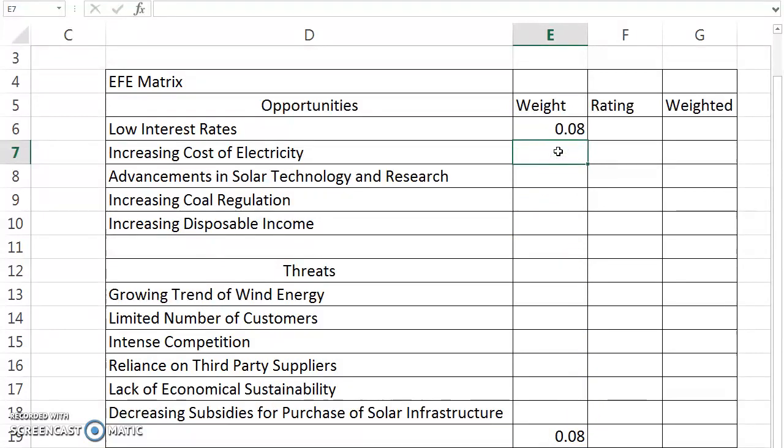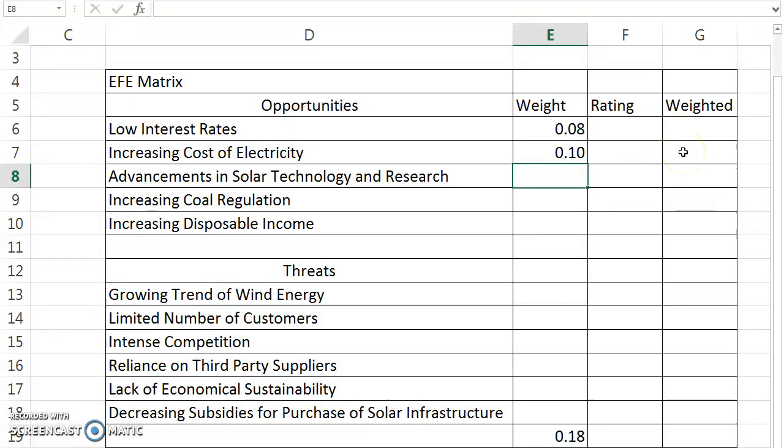The increase in cost of electricity. This is an opportunity for the solar industry. This is a company that produces solar panels and solar energy generation. It's called SunPower, and as we know, as the cost of electricity goes up, people are going to start looking for an alternative. Increasing cost of electricity means that the demand for solar is going to increase. I think this is maybe a little more important than the low interest rate, so I'm going to give it a 0.10.